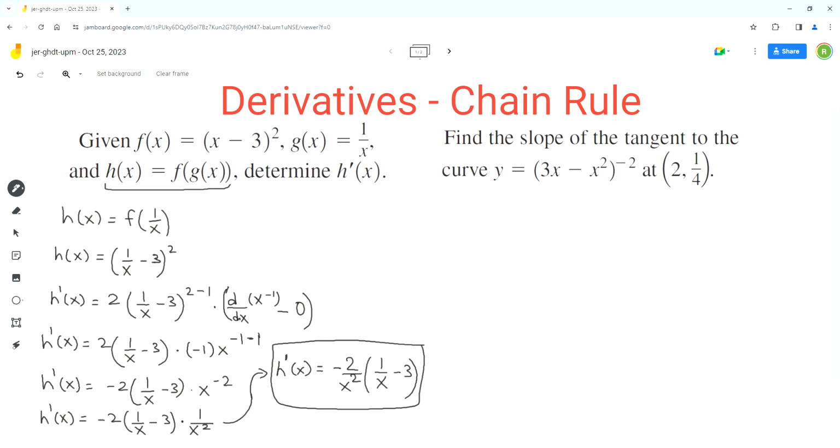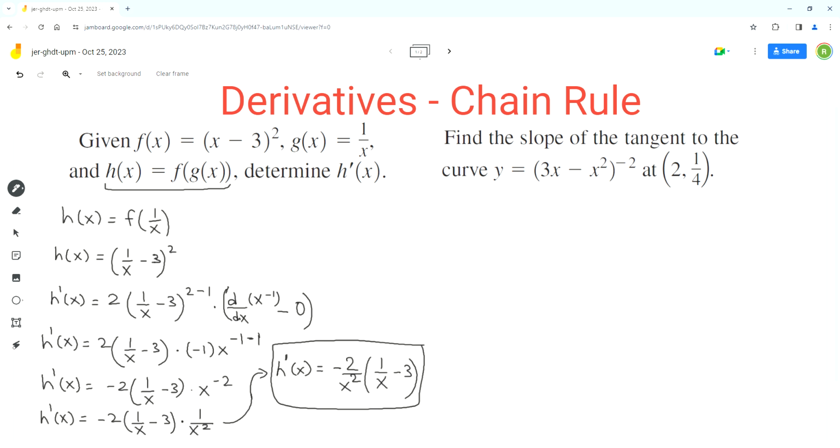Now we can analyze the second problem. In this problem, we have to find the slope of the tangent to the curve y = (3x - x^2)^-2 at (2, 1/4). We know that the slope of the tangent is equal to the derivative of the function to which the tangent is being drawn. So we have to find the derivative of y = (3x - x^2)^-2.